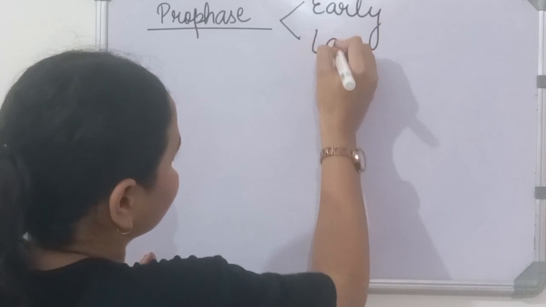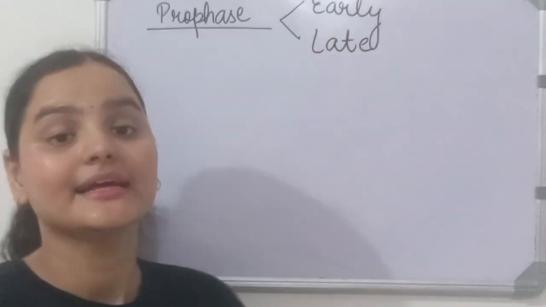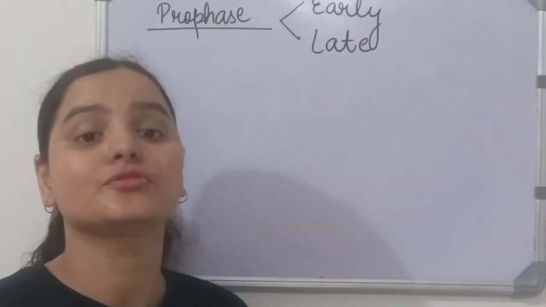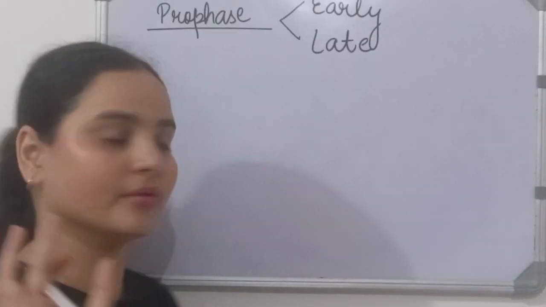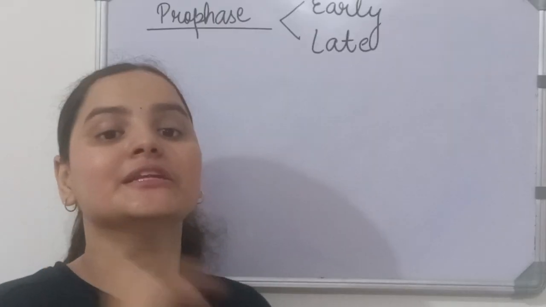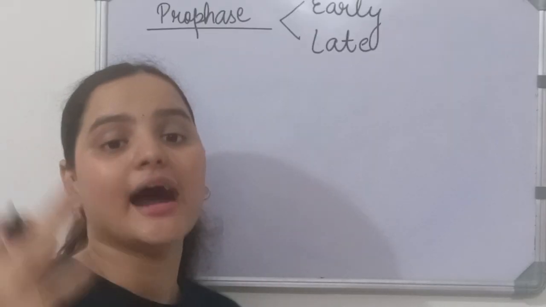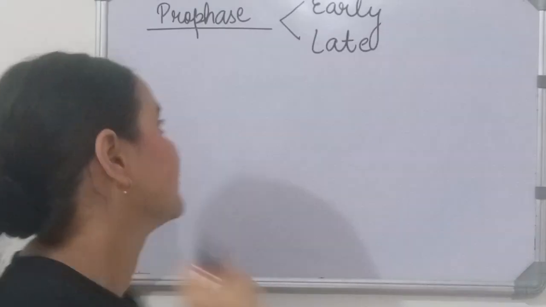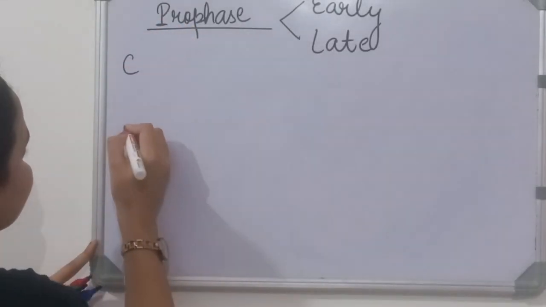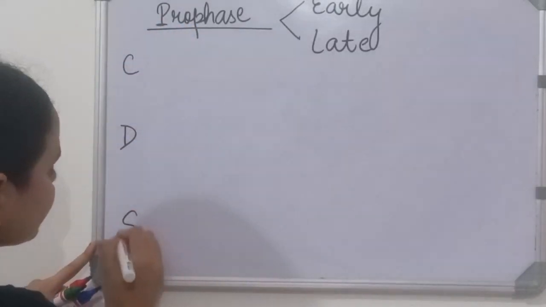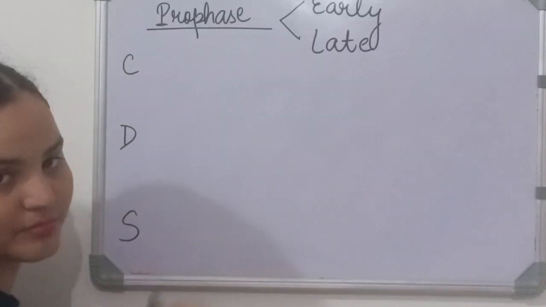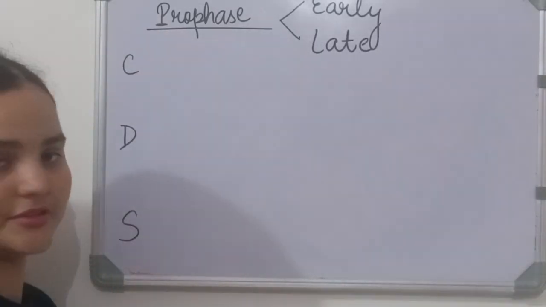Early and late. Before that, let's understand what happens in prophase through a very simple mnemonic. So, you know Popat Lal from Tarak Mehta. So, the mnemonic is Popat Lal can dance superbly. Popat Lal can dance superbly. Write down the mnemonic below these points in your own language.